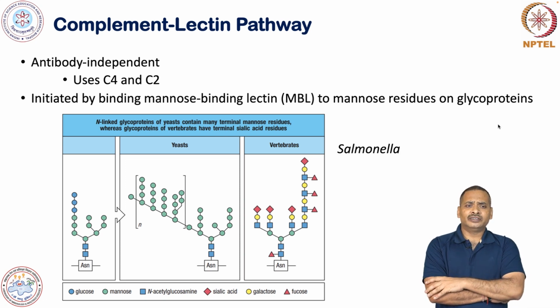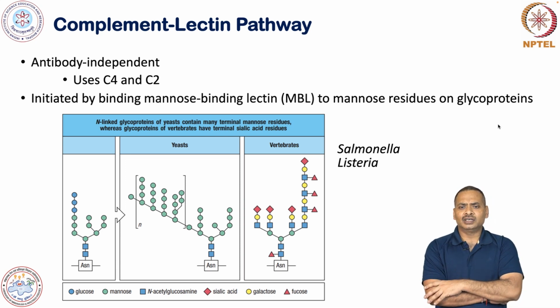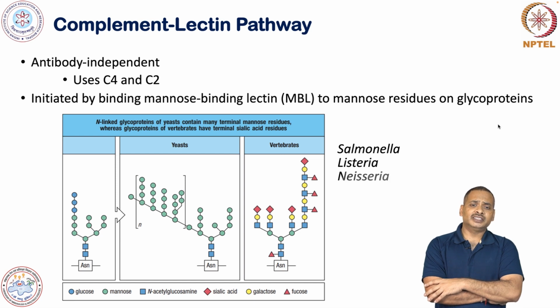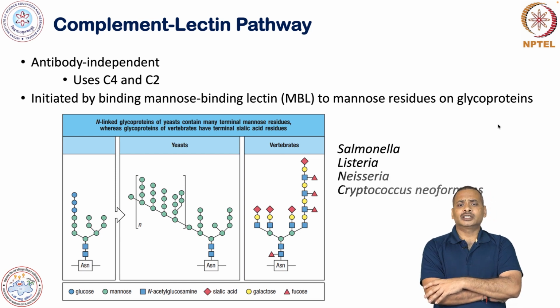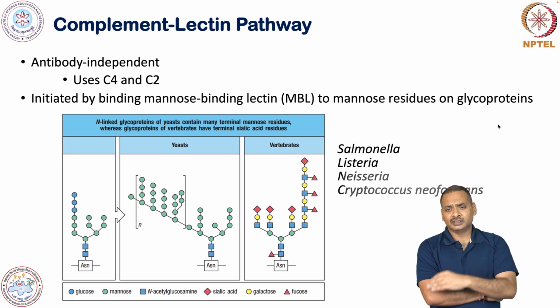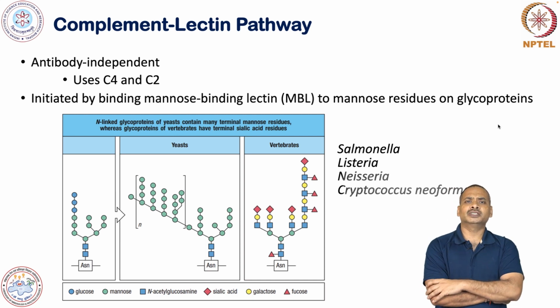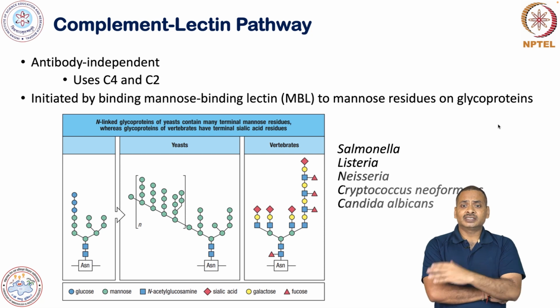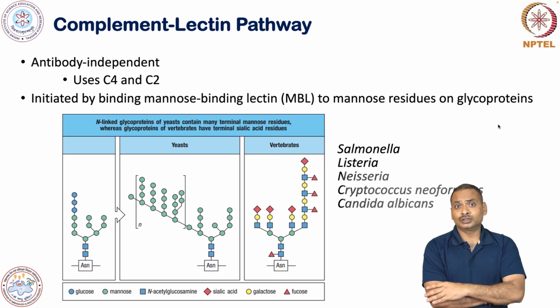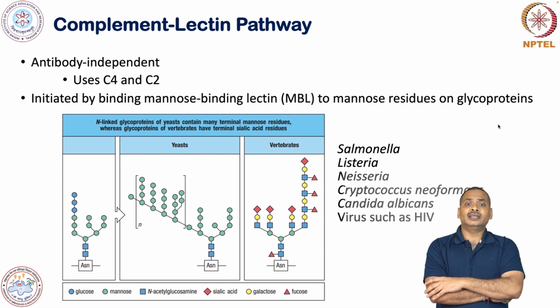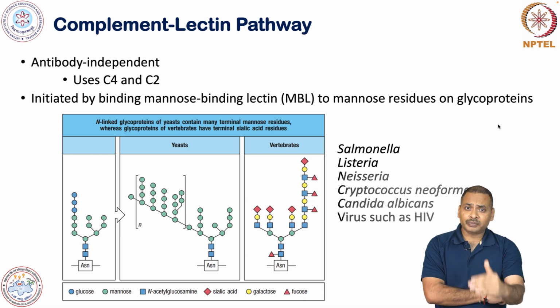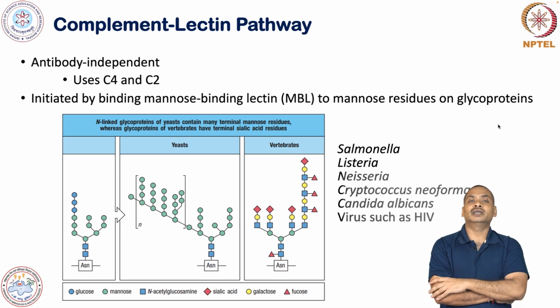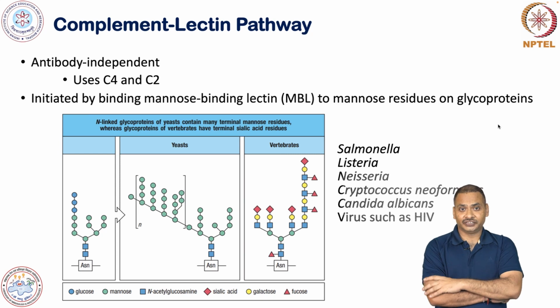Now, I will tell you that this lectin pathway can be triggered by Salmonella, Listeria, Neisseria, and Cryptococcus neoformans. Cryptococcus neoformans is a pathogenic fungus. Candida albicans is also a pathogenic fungus, and the lectin pathway can also be triggered by viruses such as HIV.